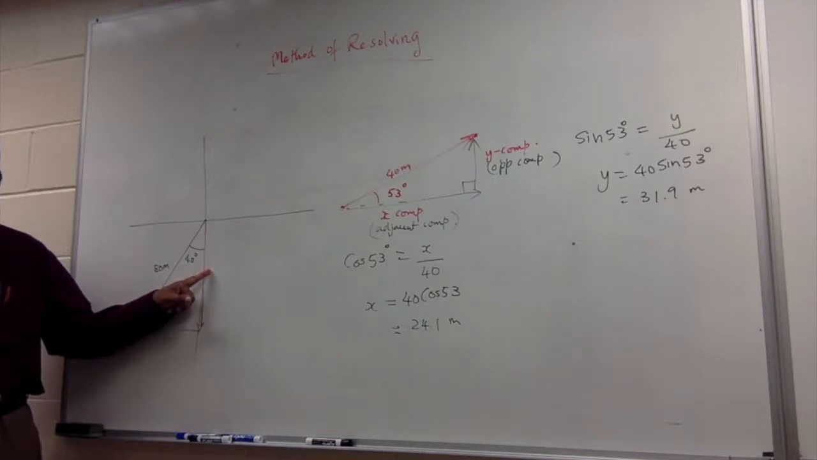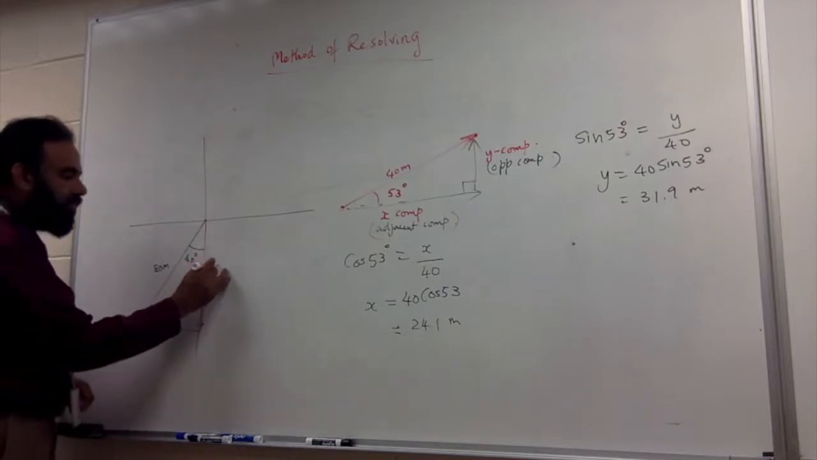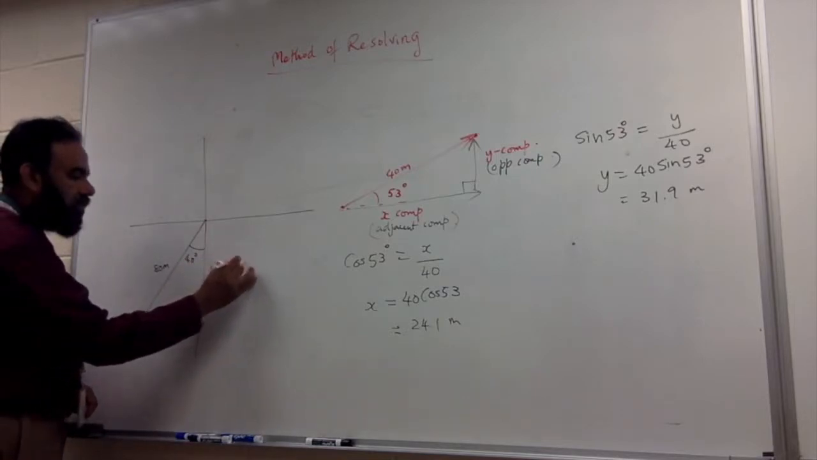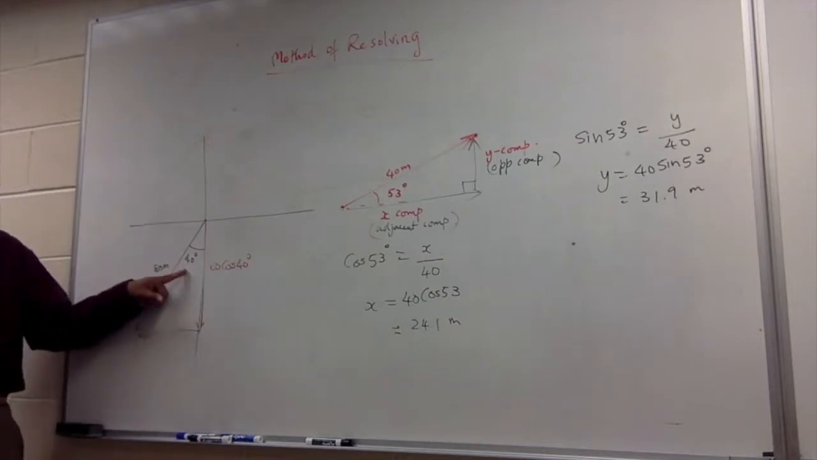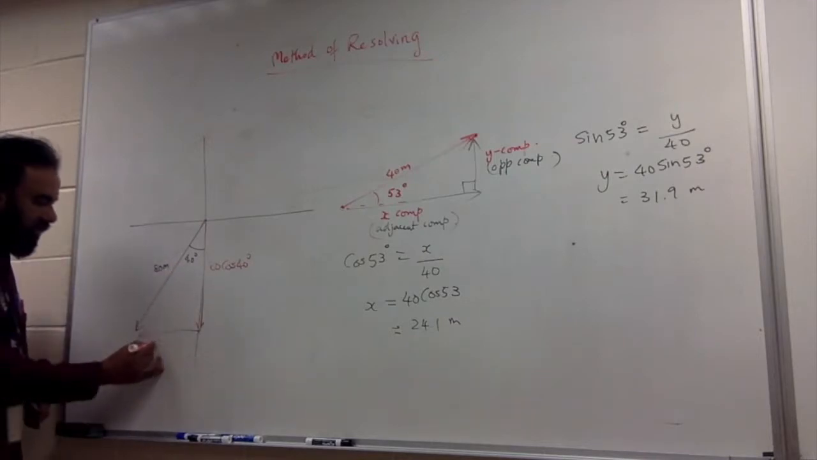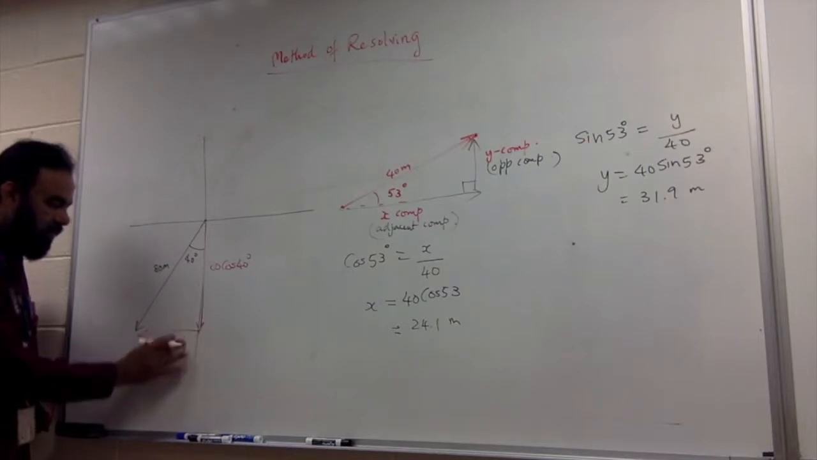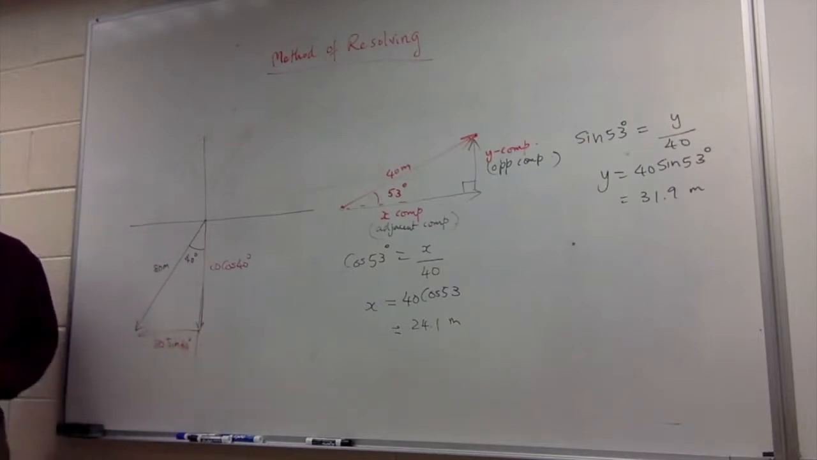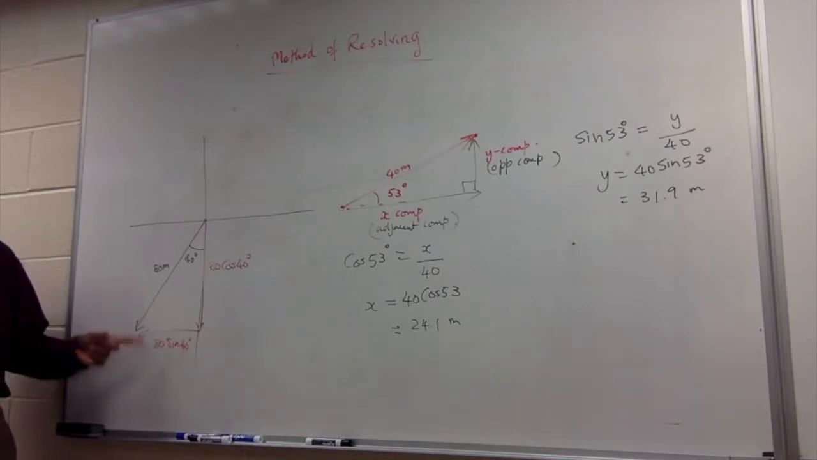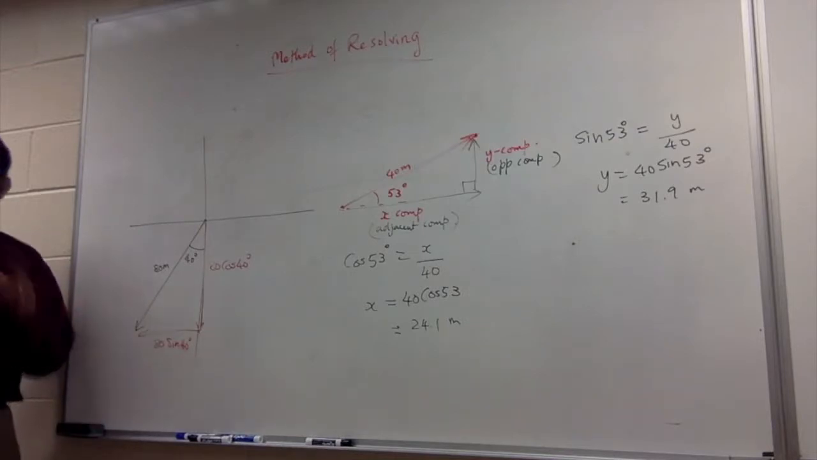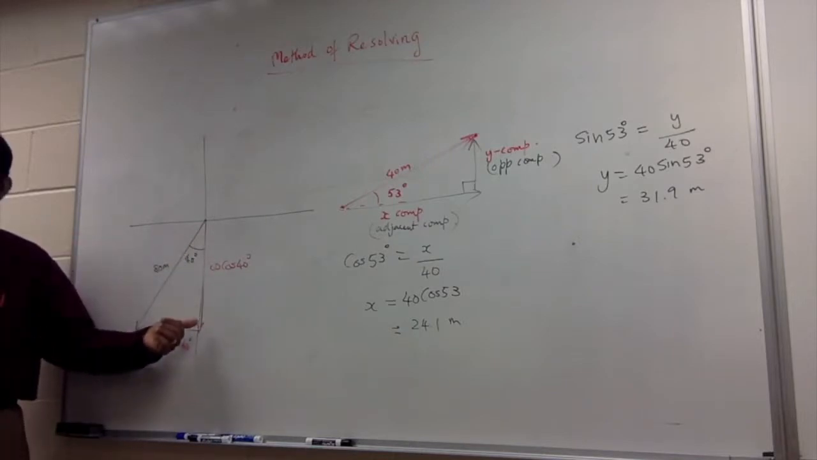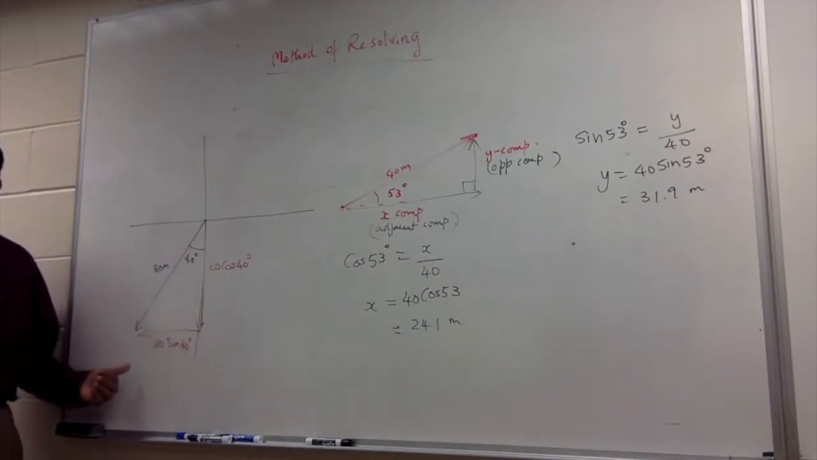What component will you call this? Adjacent component. Can you see this? Because this is the angle, and this side is touching that angle, so you call it adjacent component. And so what do you use? Cosine. And this side is the opposite side of this, and therefore you use sine. That's the reason why I said don't attach x to cosine and y to sine. That's dangerous. Just say adjacent component. Then cosine. Opposite component. Sine.